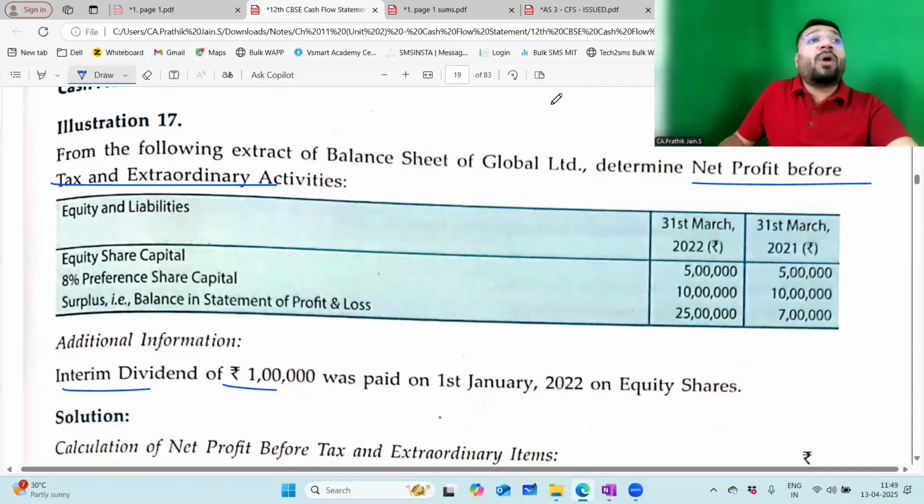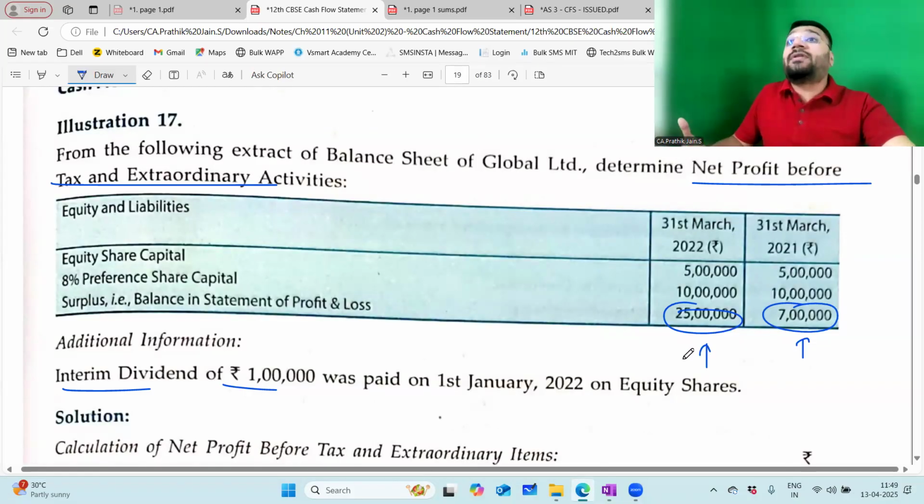I need surplus. Do I have the information? Yes. So I have closing surplus, I have opening surplus. In the beginning of the financial year, I had the profit of 7 lakh rupees. How did it become 25 lakh? So during the year, I had made more profits. How much profit did you make? 18 lakh rupees more profit.